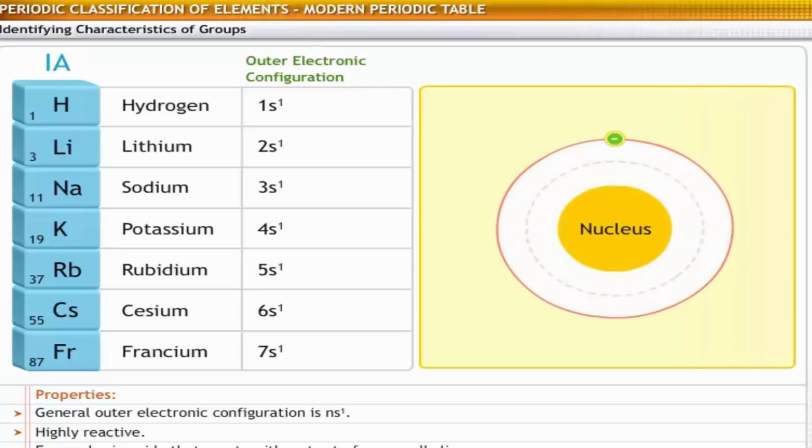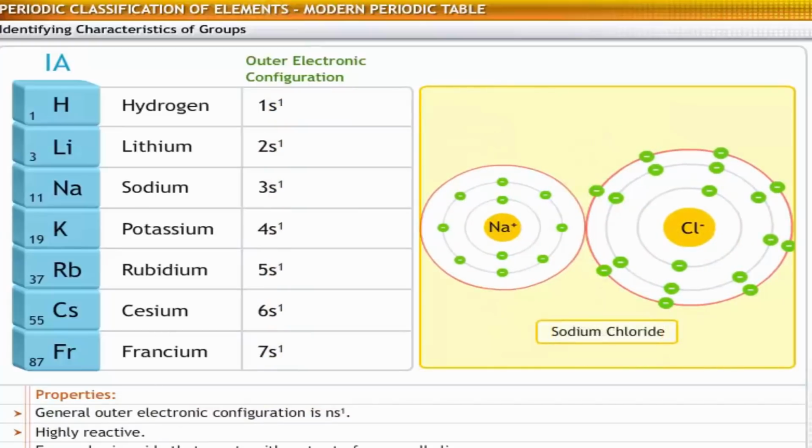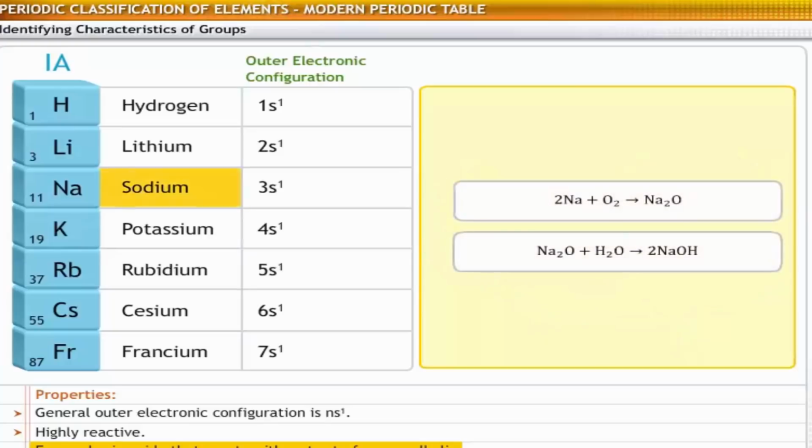Elements in this group contain one valence electron. That is, their general outer electronic configuration is ns1. Because of their configuration, they enter into chemical reactions easily. That is, they are highly reactive. All these elements form basic oxides that react with water to form alkalis. So the elements of group 1 are also known as alkali metals. For example, sodium reacts with oxygen to form sodium oxide, which then dissolves in water to form sodium hydroxide.